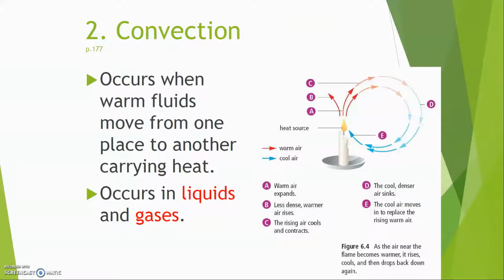Convection. Convection occurs when warm fluids move from one place to another carrying heat. It occurs in liquids and gases. So this is when water mixes and moves into different places. The same happens with air. Sometimes there is warm air, and in another place there's cold air. That hot air will travel to the cold one, and then the heat source will feel hotter. So this only happens in liquids and gases.